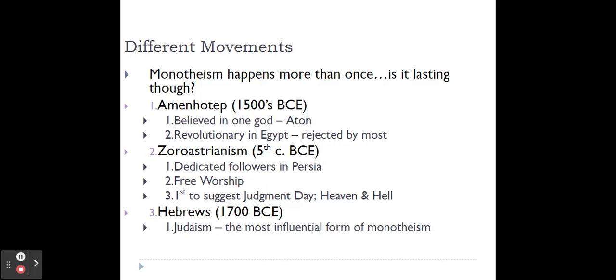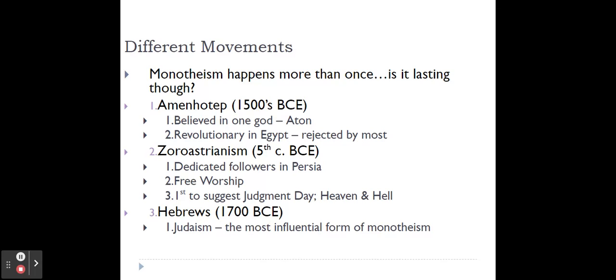Zoroastrianism is the first to suggest a judgment day and heaven and hell. Now, again, because it's characterized by free worship, over time, a lot of these followers of Zoroastrianism are going to disappear. Some of the beliefs, like Judgment Day and Heaven and Hell, are going to be morphed into other set belief systems. We mentioned Buddhism. There's a sect within Buddhism that believes in a Judgment Day and Heaven and Hell. That's a good example. Because there's free worship, over time, this belief system kind of molds or melds into others.